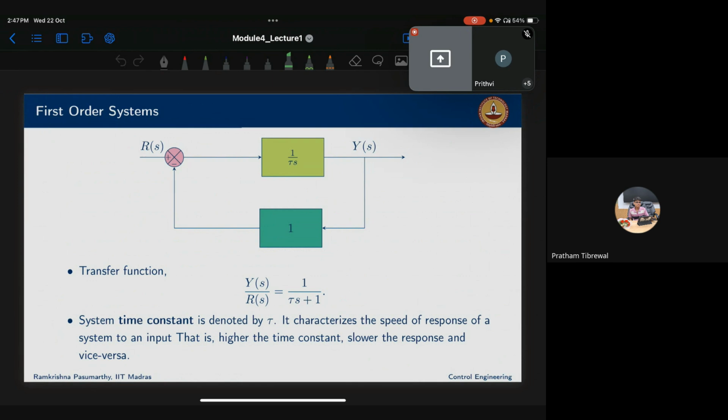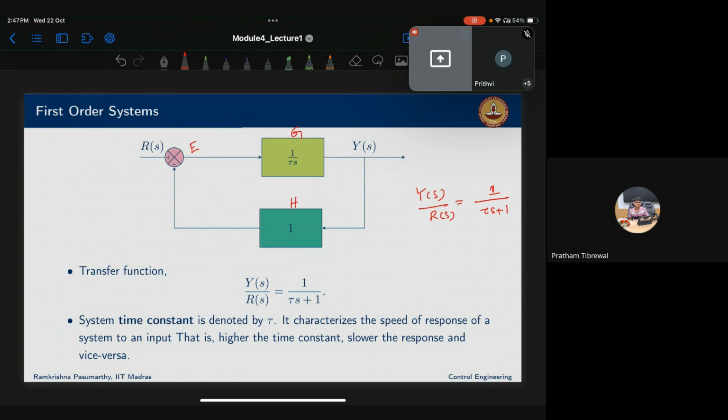Let us consider this closed loop system. Here the transfer function, output by input, is written as 1 by tau s plus 1. I hope you know how you are writing this. Let us call this Z, this H, and this some error signal.